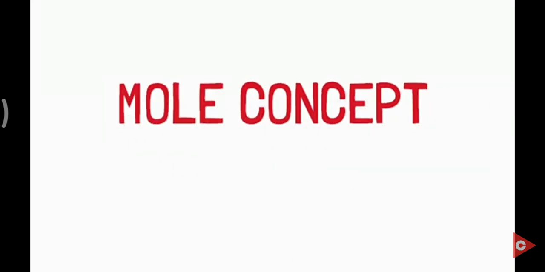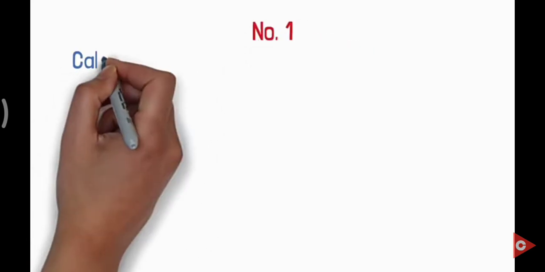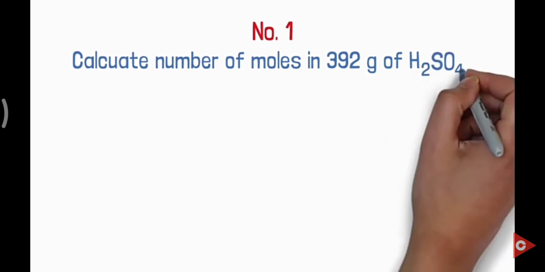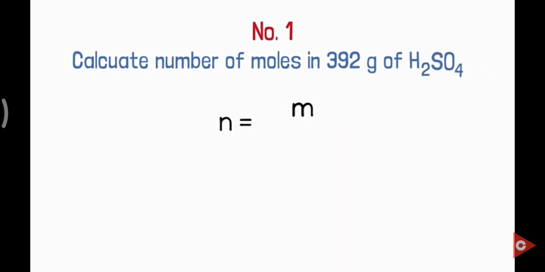Now we will learn how to use these formulas. So let's do some numericals. Our first question is to calculate number of moles in 392 gram of H2SO4. In this question we have to find number of moles and we are dealing with a molecular substance. So we will use N is equal to M upon GMM.